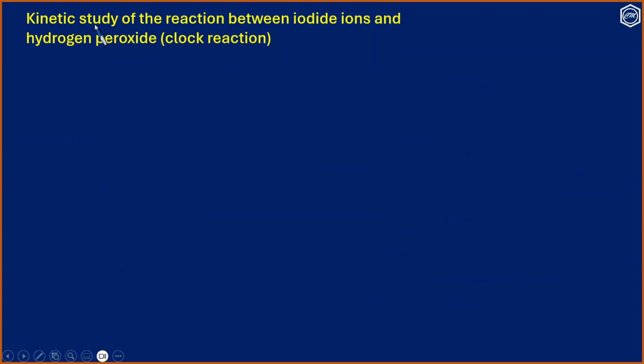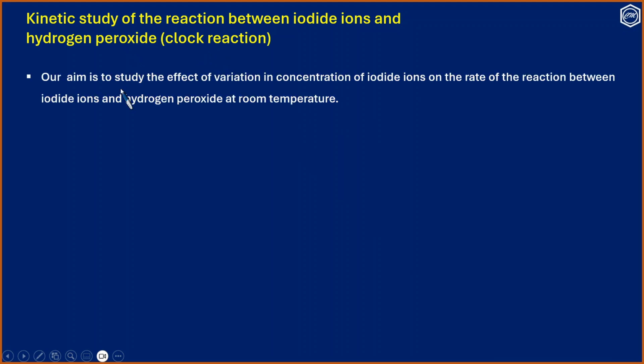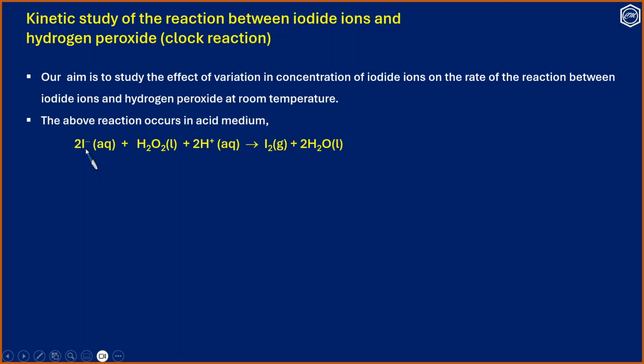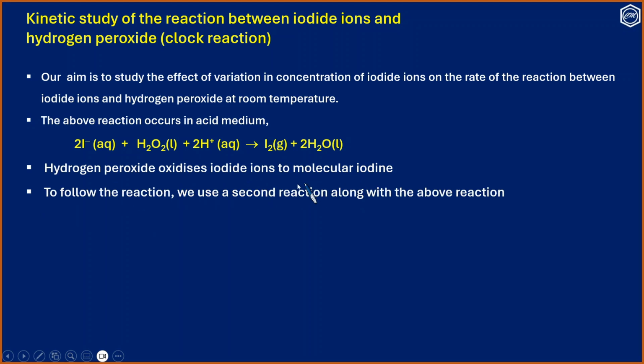Let us come to the experiment, that is the kinetic study of reaction between iodide ions and hydrogen peroxide. This reaction is also known as the clock reaction. Our aim is to study the effect of variation of concentration of iodide ions on the rate of the reaction between iodide ions and hydrogen peroxide at room temperature. The reaction takes place in acid medium. This is the reaction: the iodide ion plus hydrogen peroxide, in acid medium, gives molecular iodine. The hydrogen peroxide oxidizes iodide ions to iodine.